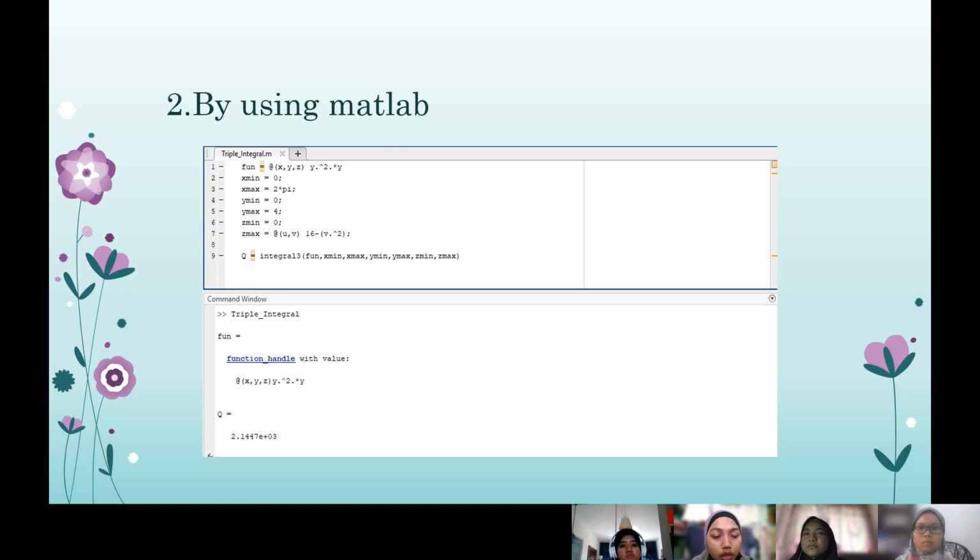So the second way that we use is MATLAB. While using MATLAB, we got the same answer, which is 2.1447 times 10 to the power of 3. So the next presenter is Saadatul Husna.